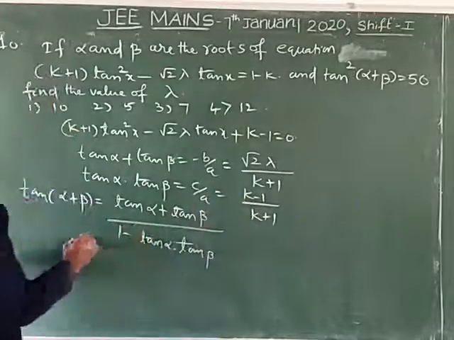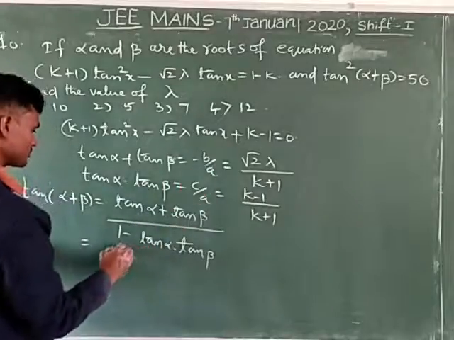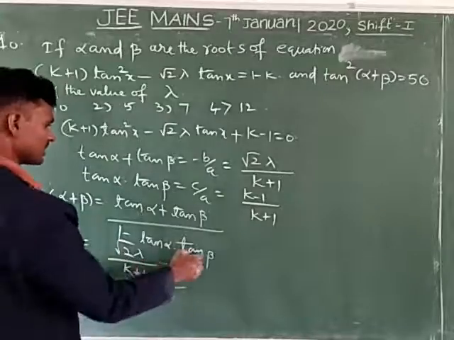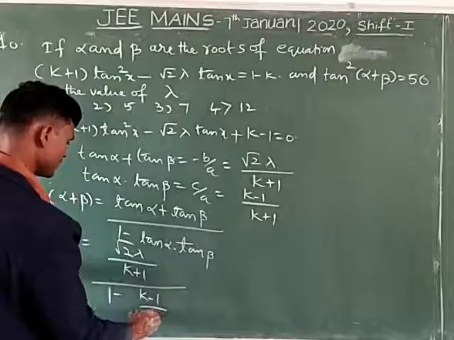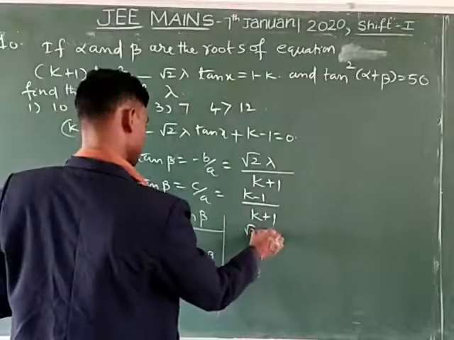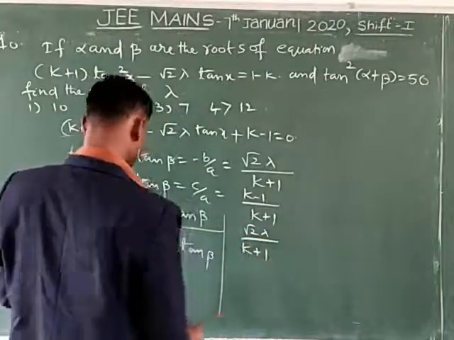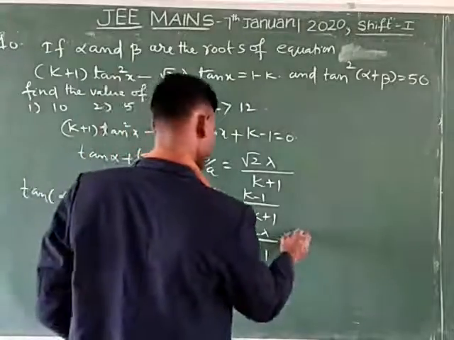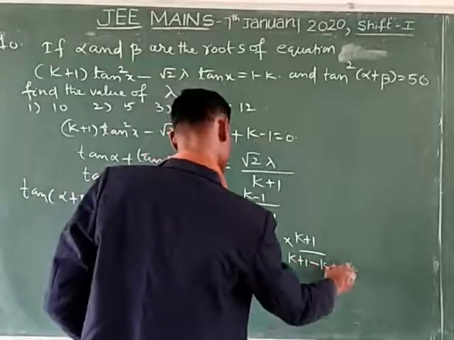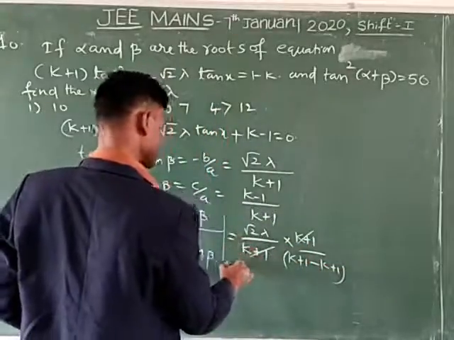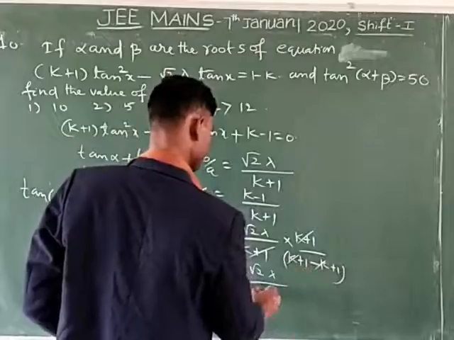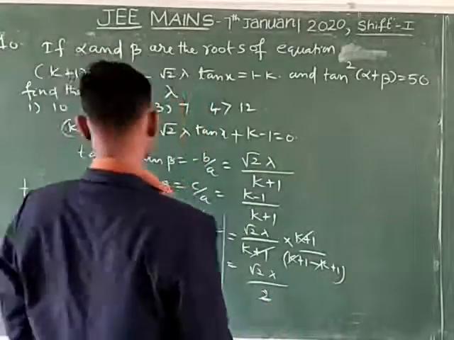Here you have to substitute. tan of alpha plus beta is equal to root 2 lambda by k plus 1, whole by 1 minus tan alpha tan beta, which is k minus 1 by k plus 1. Now see here, root 2 lambda by k plus 1. Take LCM k plus 1. The numerator is k plus 1 whole by k plus 1 minus k plus 1. Now this k plus 1 cancels. Root 2 lambda by 2.